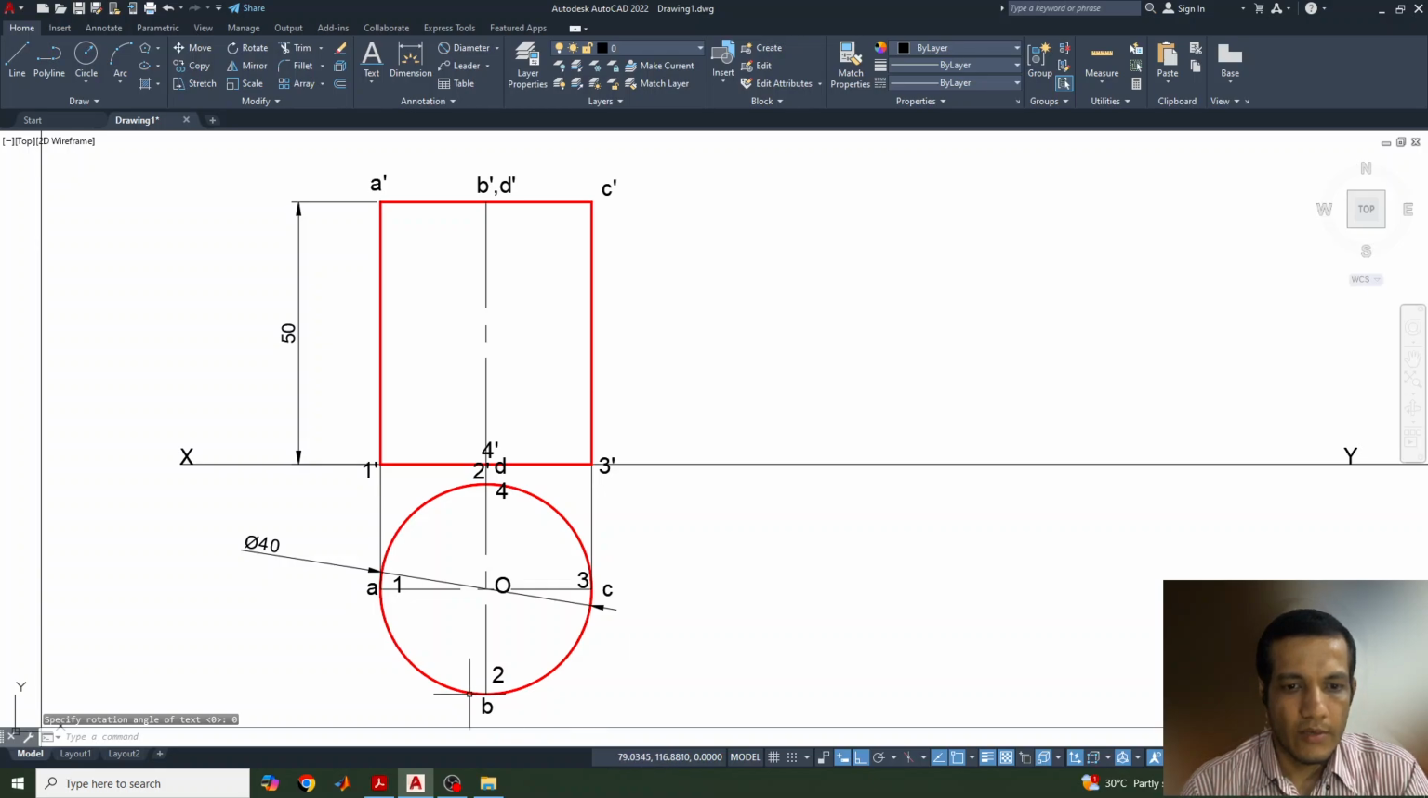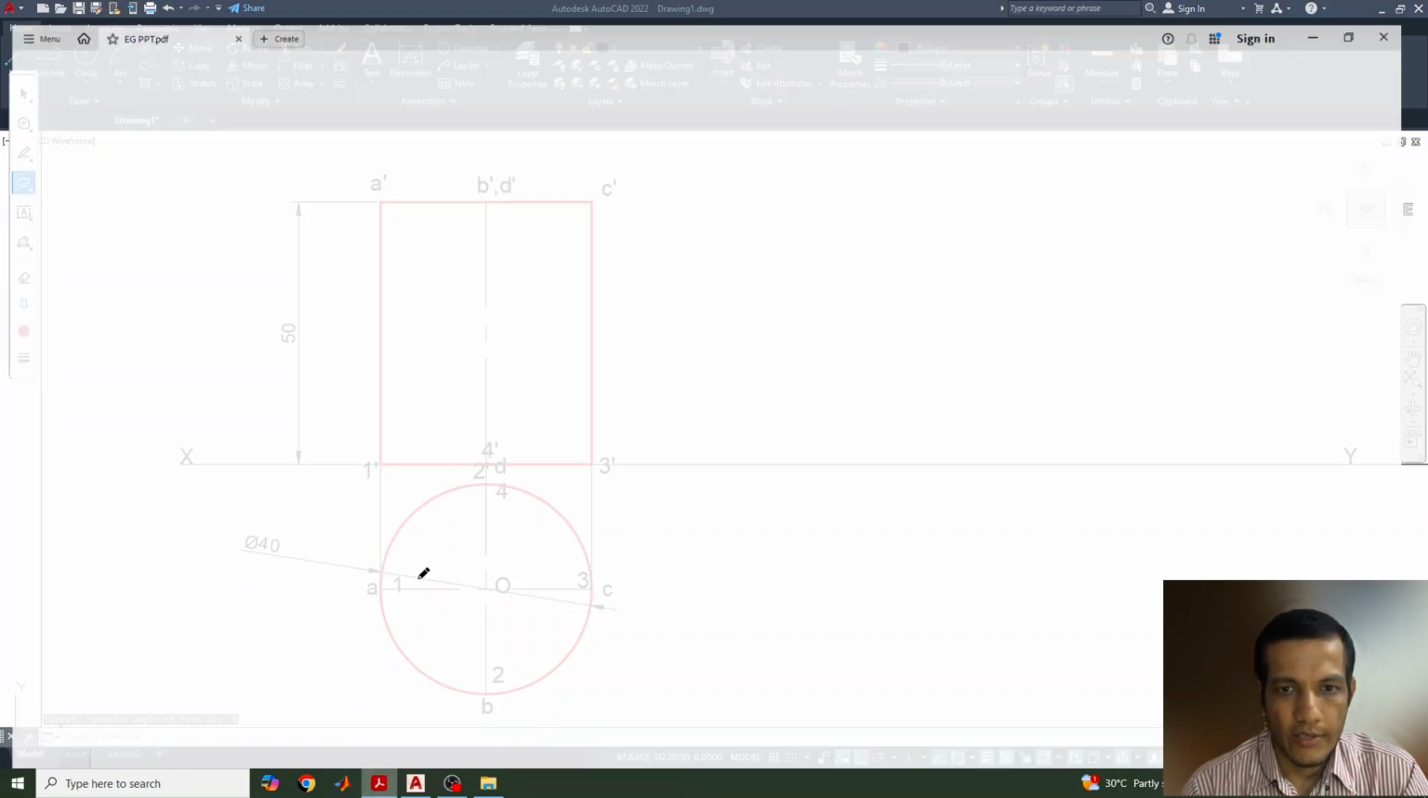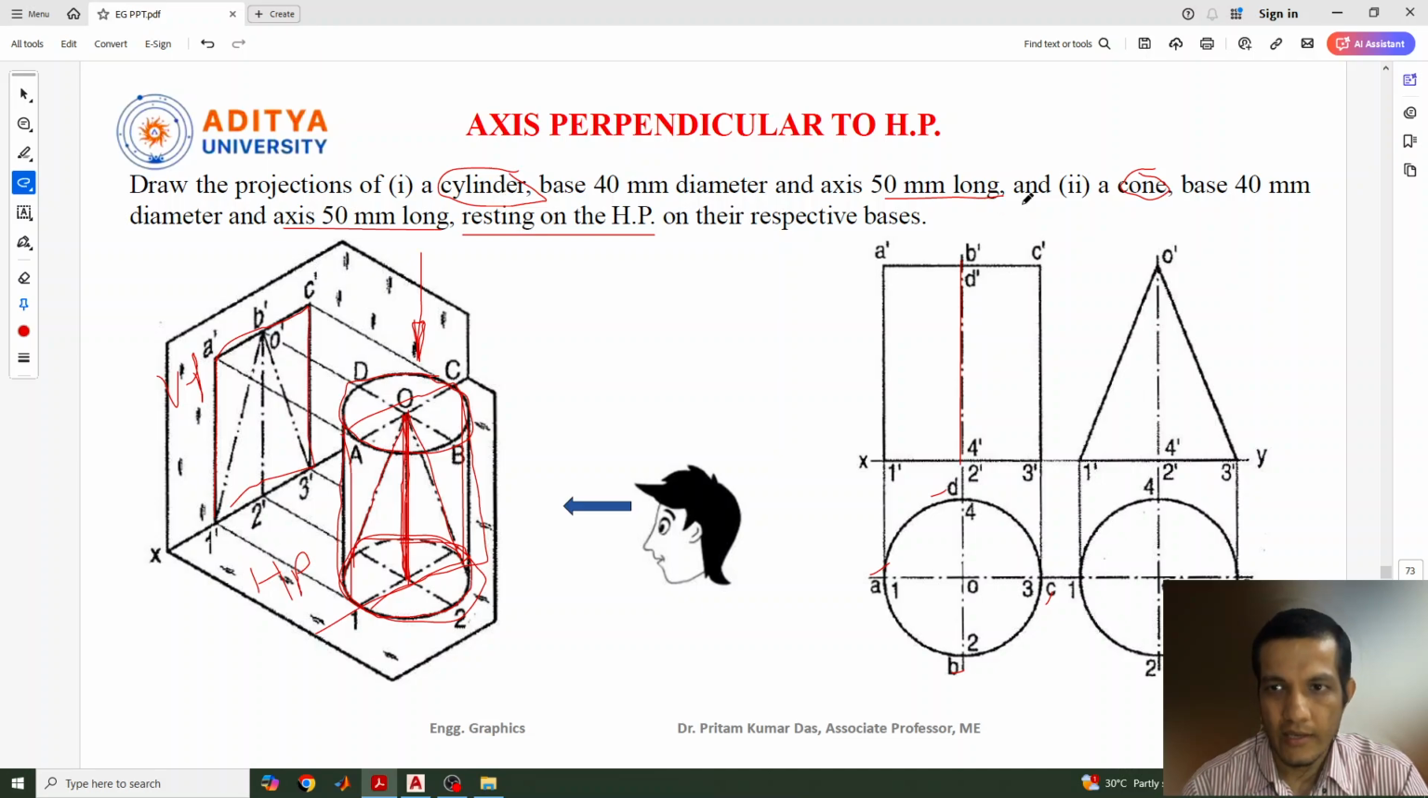This is one part of the question, that is the cylinder part. Similarly, the second question is: given a cone with a base of 40 mm diameter, and an axis of the same 50 mm length. So the diameter is the same, and the axis height is also the same. It is also resting on the HP, a similar condition. So in a similar way, now here this is the cone, so the base diameter.